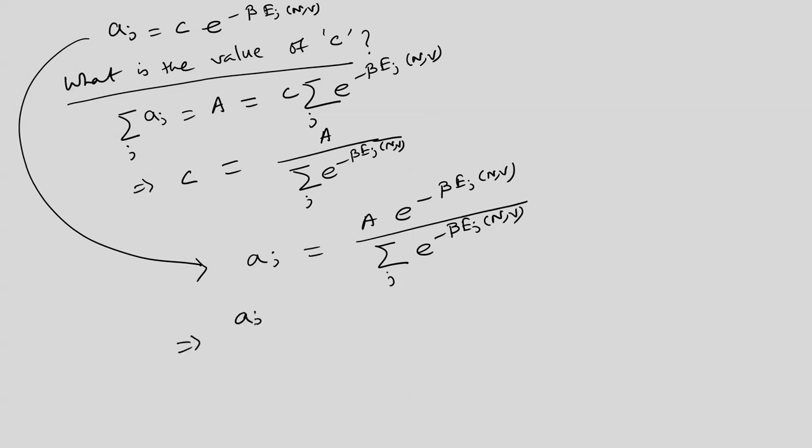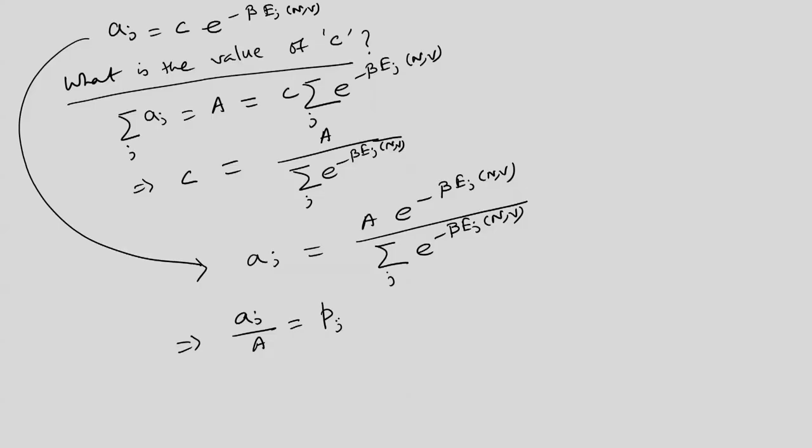Or you can write AJ by A. So, what is AJ by A? We have AJ number of states having energy EJ, and capital A is the total number of states. So, what is AJ by A? AJ by A is nothing but the probability of the jth state having energy EJ. So, PJ, if we say probability, this is the probability of state J having energy EJ.